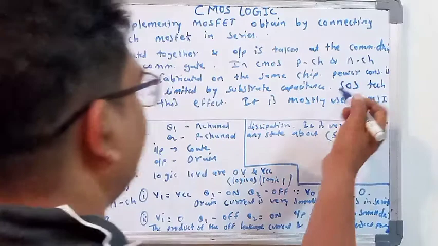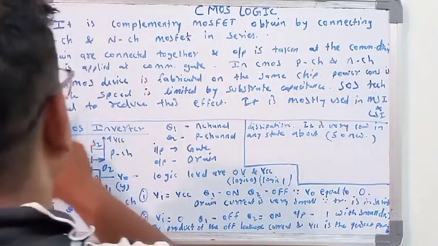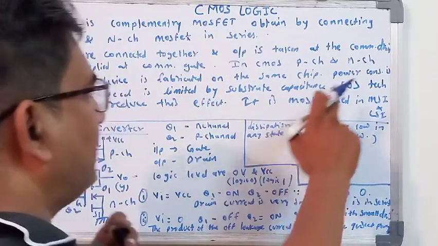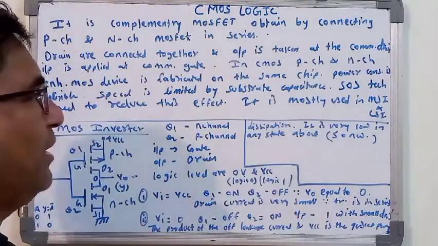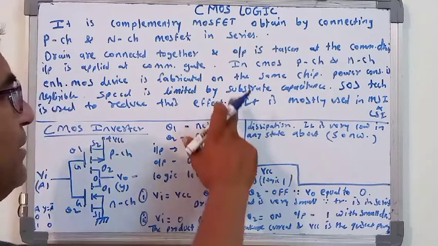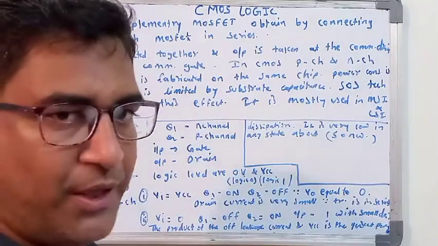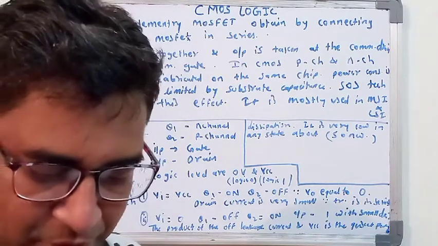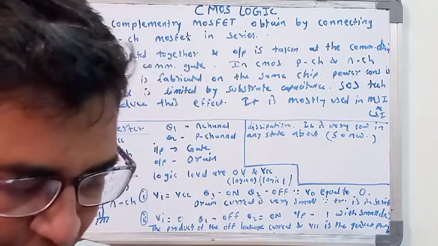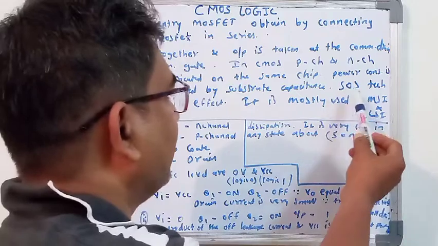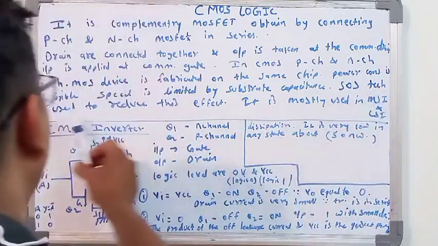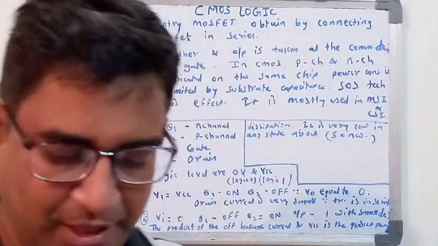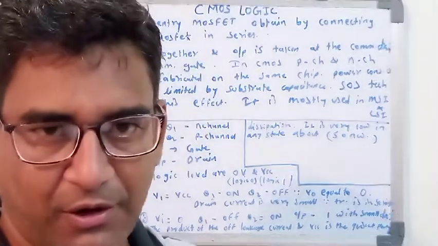Then the power consumption is negligible. As it is fabricated on a small chip, the power consumption is negligible and the speed is limited by the substrate capacitance. To reduce this effect, SOS technology is used. This SOS technology is nothing but silicon on sapphire.